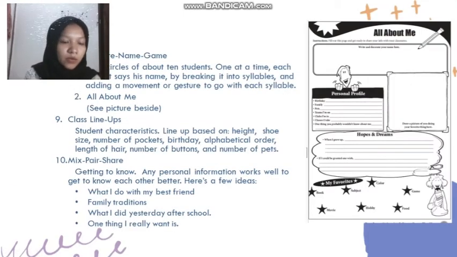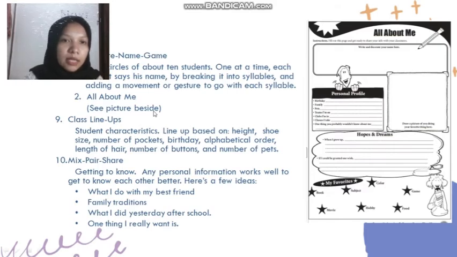The next is round robin, gesture name game. Form circles of about 10 students. One at a time, each student says his name by breaking it into syllables and adding a movement or gesture to go with each syllable. The next is all about me. For homework or as a fun in-class activity, students fill out an all about me form or poster. This is the example of a poster all about me. There is personal profile, hopes and dreams, and my favorites.